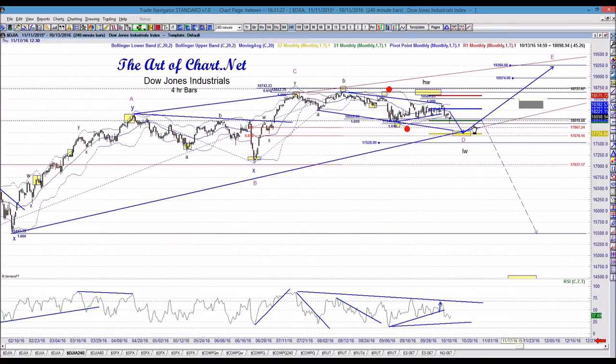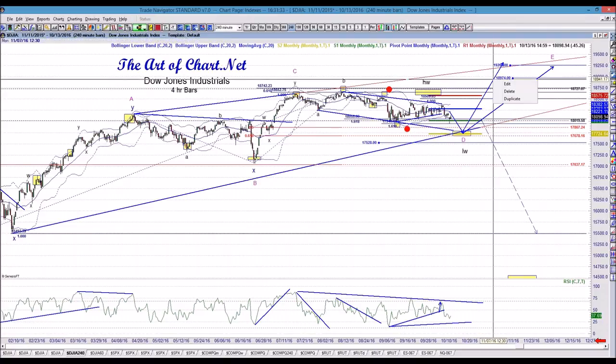Okay, and again, this leg here, if you measured it, has to be shorter than this leg here. So it's just a function of doing some math. You can see that 19,260 is an important level.